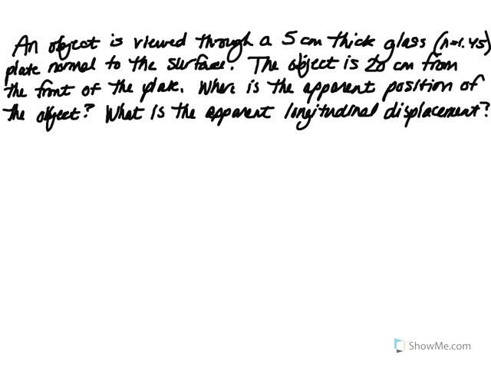An object is viewed through a 5 centimeter thick glass plate normal to the surface. The object is 20 centimeters from the front of the plate. Where is the apparent position of the object, and what is the apparent longitudinal displacement?